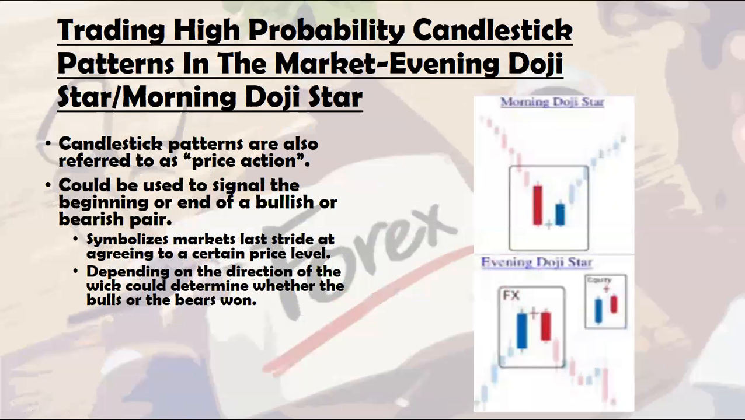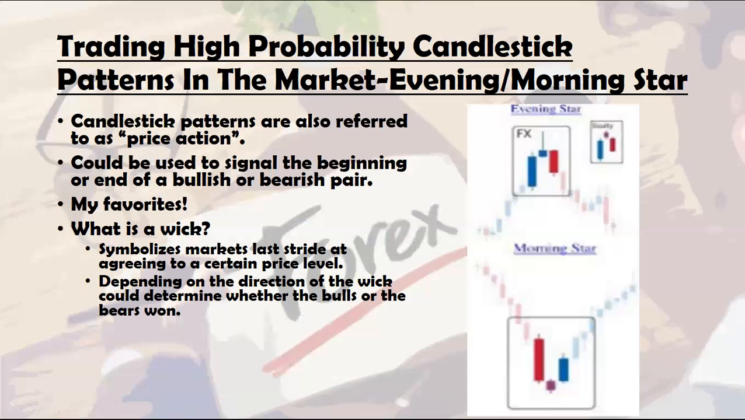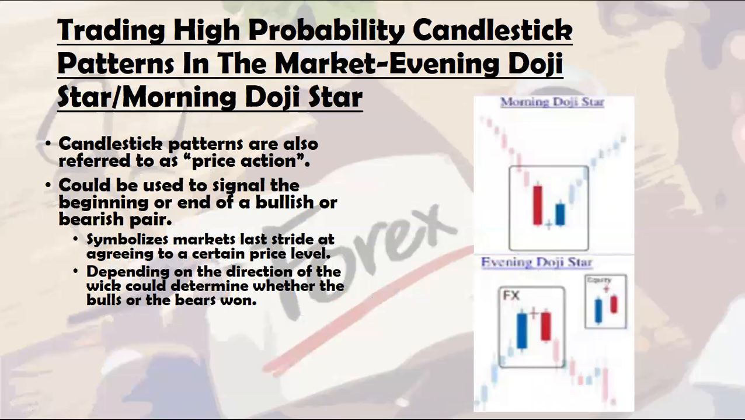I view the evening and morning star the same as the evening doji star and the morning doji star. The only difference is the middle candle doesn't have as much of a body to it. And that's actually more important. The evening doji star and the morning doji star have more weight to them because of that wick, because of that disagreement. And as usual, candlestick patterns are also referred to as price action.